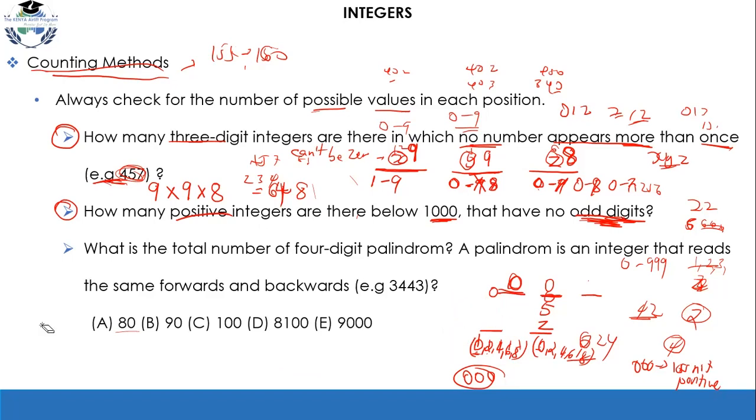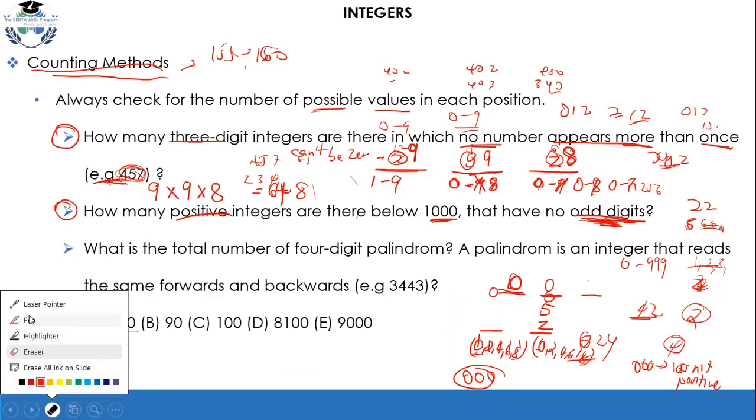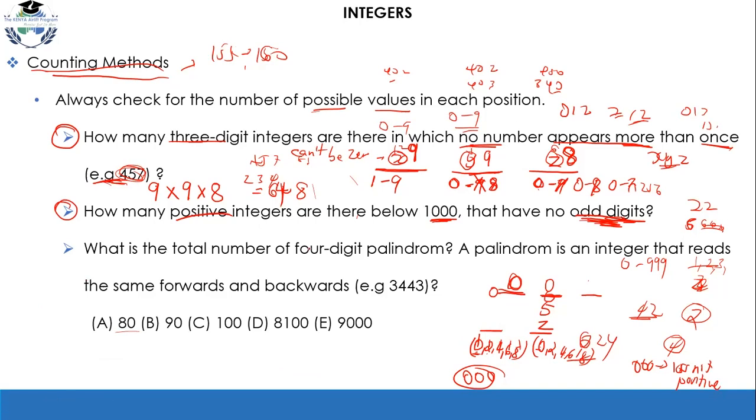Let's clear some space here. So the question reads, what is the total number of 4-digit palindromes? A palindrome is an integer that reads the same forward and backward. So 3, 4, 4, 3 is an example. If you have 5, 4, 4, 5, this is also an example. So what's the total number of 4-digit palindromes?